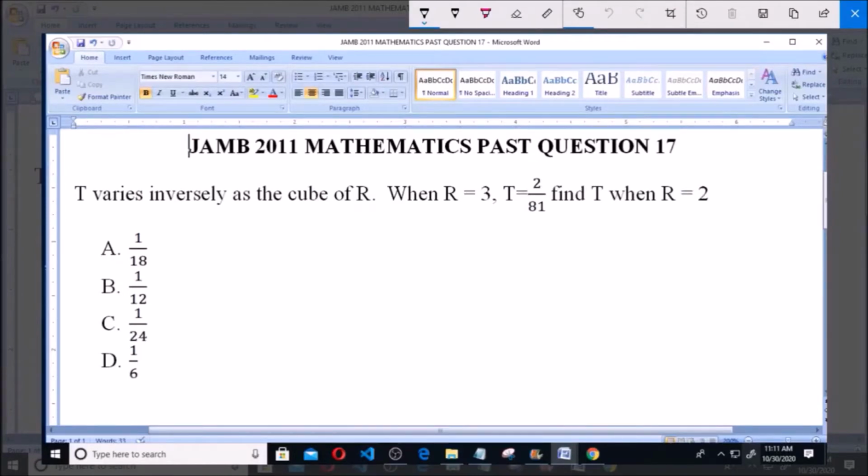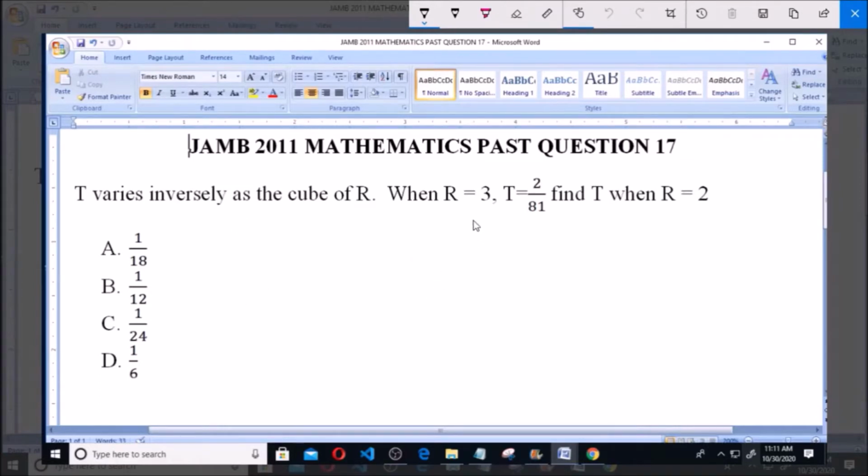I'll be answering JAMB 2011 Mathematics Past Question 17. T varies inversely as the cube of R. When R equals 3, T equals 2 over 81. Find T when R equals 2. A 1 over 18, B 1 over 12, C 1 over 24, and D 1 over 6.